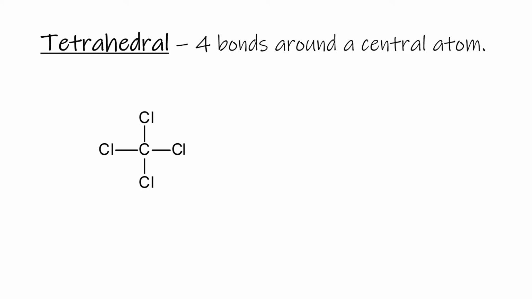Our next shape to look at is tetrahedral. In tetrahedral molecules, you have four bonds around that central atom. Here is an example: carbon tetrachloride, where around our central carbon atom you have four single bonds. So that is four groups of electrons. Those four groups of electrons are trying to get as far away from each other as possible. And so in three-dimensional space, they point towards the corners of a regular tetrahedron, which is why it's called tetrahedral.